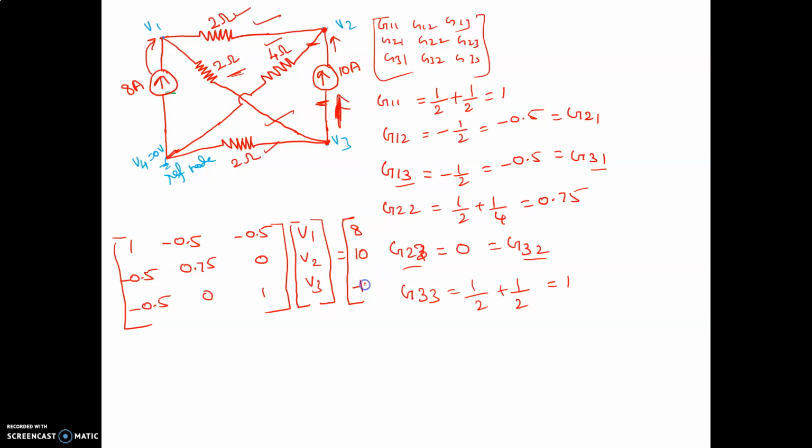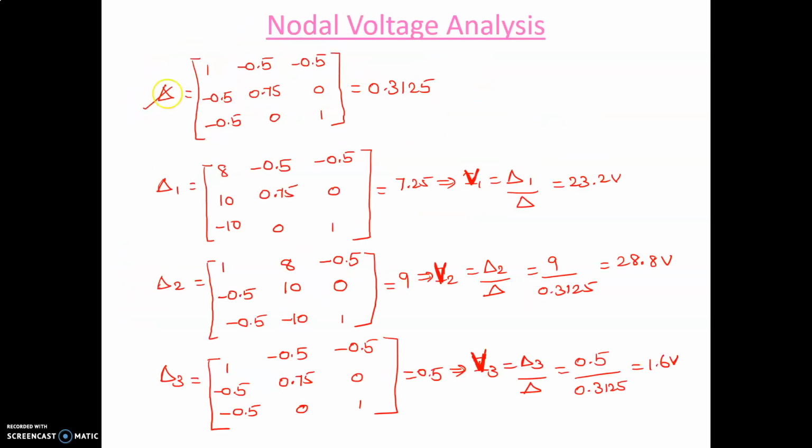That is, leaving means minus, entering means plus. So this is our matrix. Then we have to solve this matrix for del value, del 1, del 2, del 3. So these are the values of del 1, del 2, del 3, and V1, V2, V3. V1 is del 1 by del, which is 23.2 volt. V2 is del 2 by del, which is 28.8 volt. V3 is equal to del 3 by del, which is 1.6 volt.